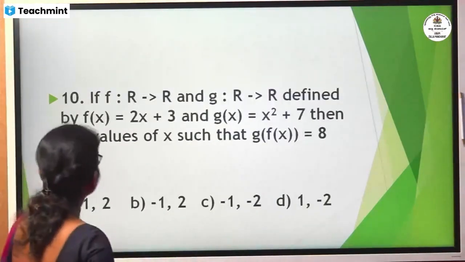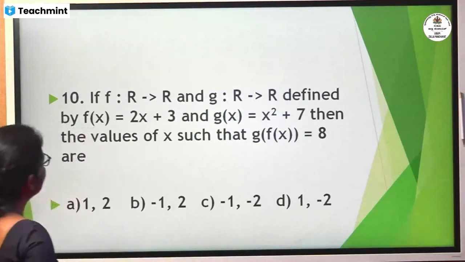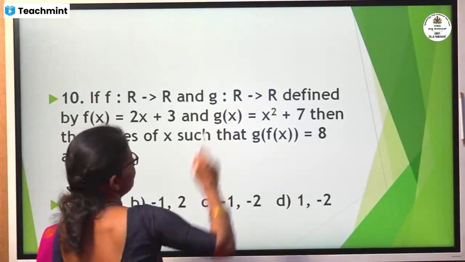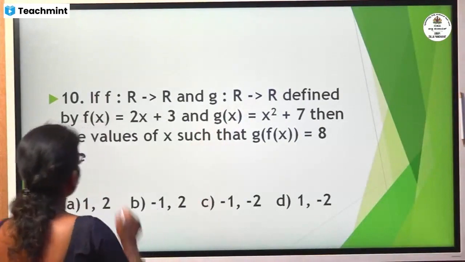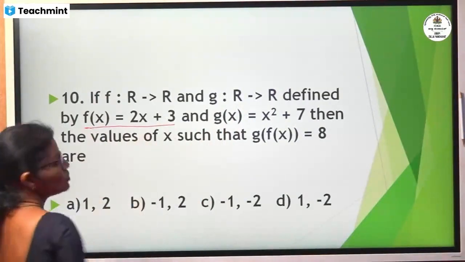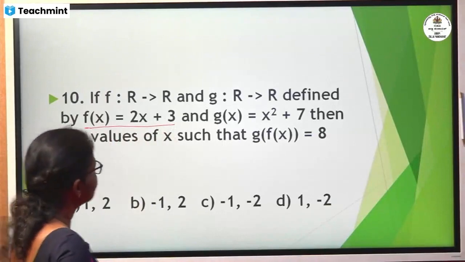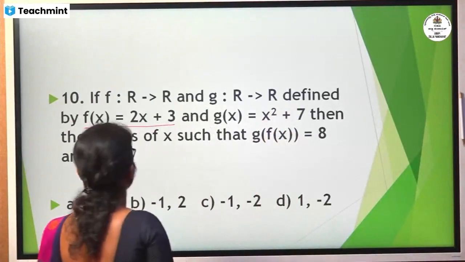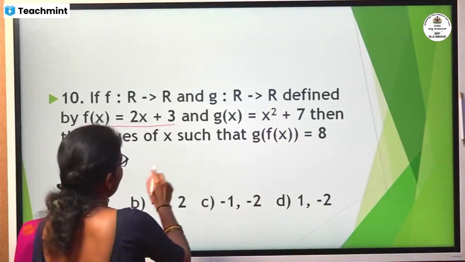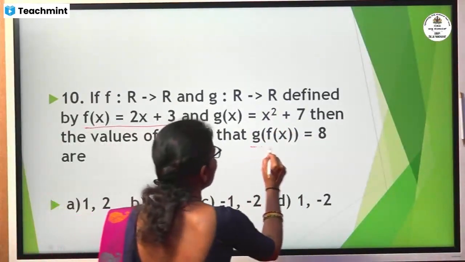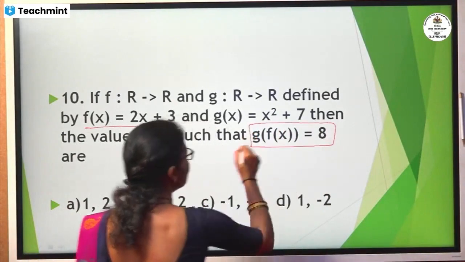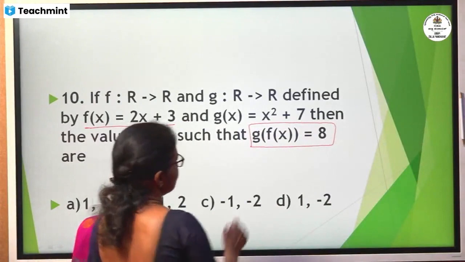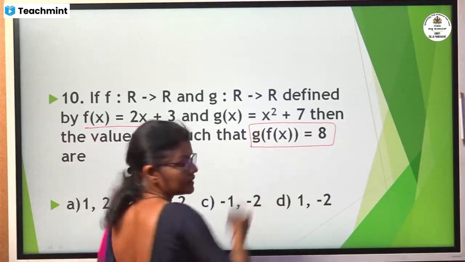Next question. A function f from R to R and a function g from R to R are defined by f of x is equal to 2x plus 3 and g of x is equal to x square plus 7. Find the values of x such that g of f of x is equal to 8. So I'll consider that function only. It is a composite function.